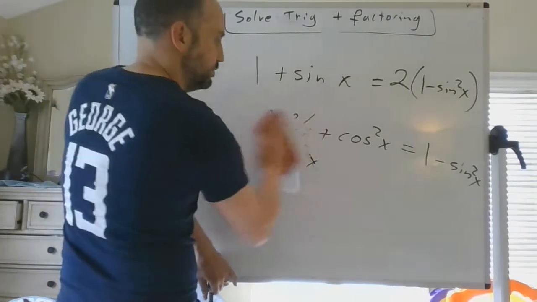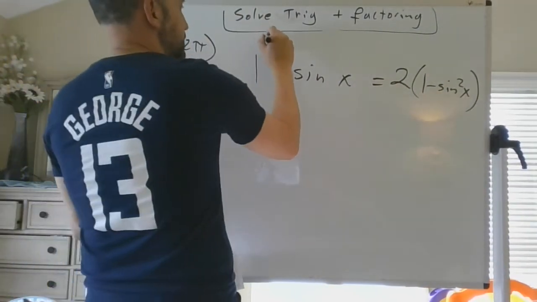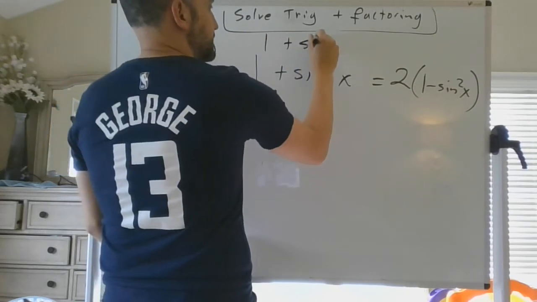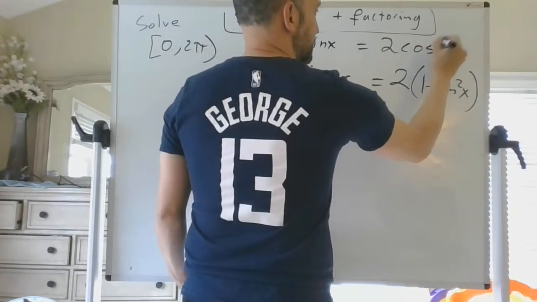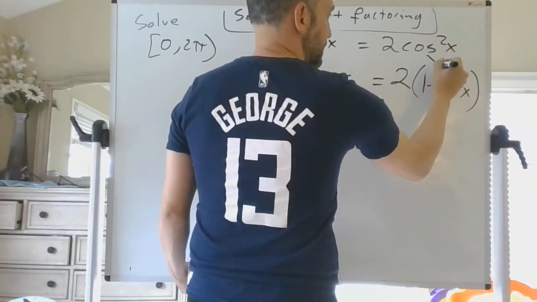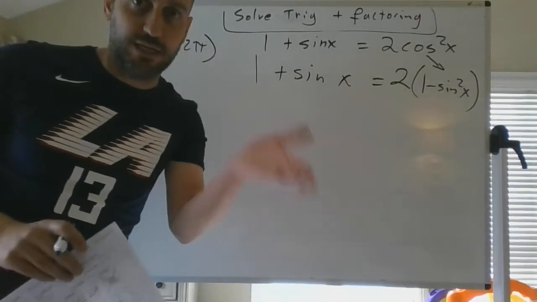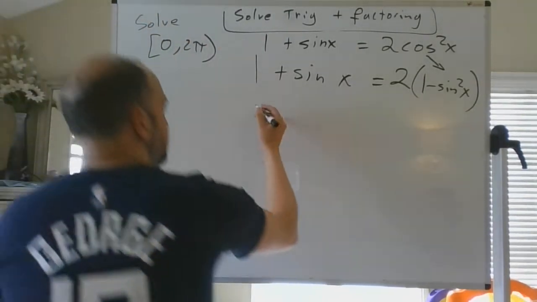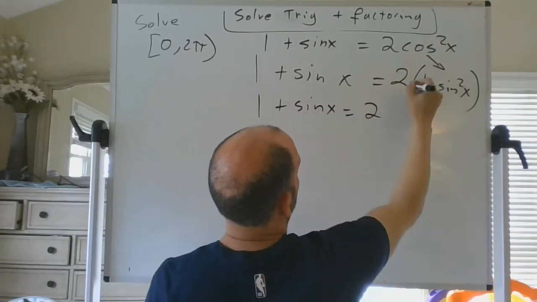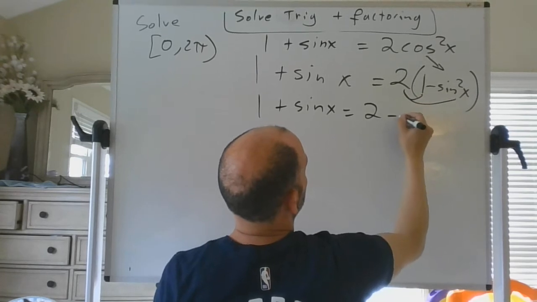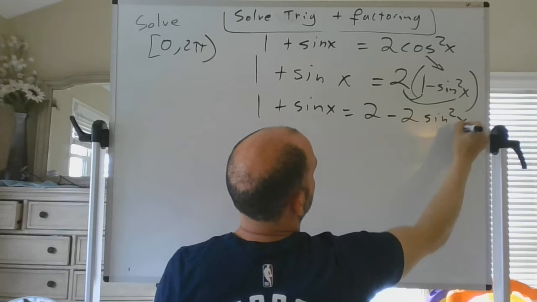Okay. Erase this. So if it helps, I'll write the original up here: 1 plus sine of x equals 2 cosine squared x. What we essentially did is we substituted cosine squared x with 1 minus sine squared x using the Pythagorean identities. Okay, let's work it out. 1 plus sine of x equals, I'm going to multiply this, 2 times, and then 2 times that is going to be negative 2 sine squared x.